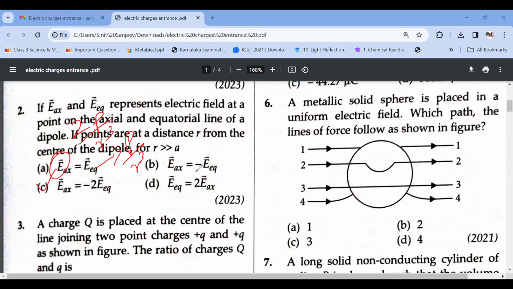So I can eliminate what? The positive options. Option D and option A I can eliminate. And axial can never be equal to equatorial, correct? So option B is also eliminated. So option C is the right answer. You can use the process of elimination in this according to your convenience.